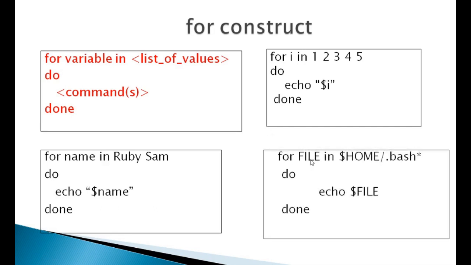Here I say for file in $HOME/.bash followed by an asterisk. The asterisk mark is a metacharacter, or I can call it a wildcard character, where it will replace 0 or more characters. So if the home directory contains .bash files, .bash1, .bash2, something like that, all the files will be listed here.